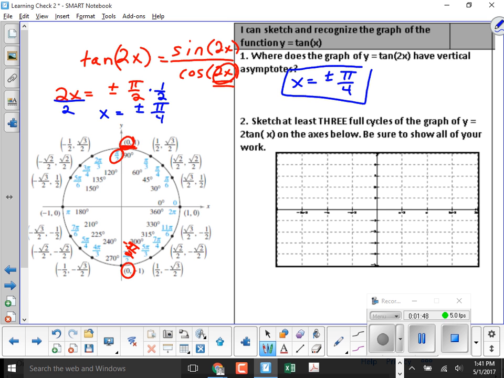See question number 1. Now question number 2 says, sketch 3 full cycles of y is 2 times the tangent of x. The inside first, so the first thing you're going to do is your asymptotes. So you're going to set x equal to positive or negative pi over 2. And there's nothing to solve. So that's where my asymptotes are, positive or negative pi over 2. Over here we had to divide by 2. Here we don't. We're just done. It's kind of nice and easier. So positive or negative pi over 2 will create our asymptotes.